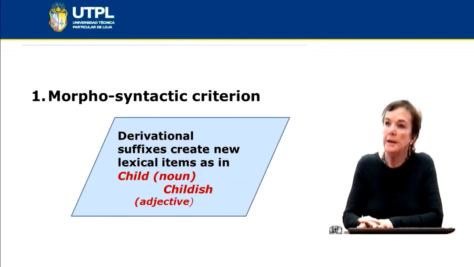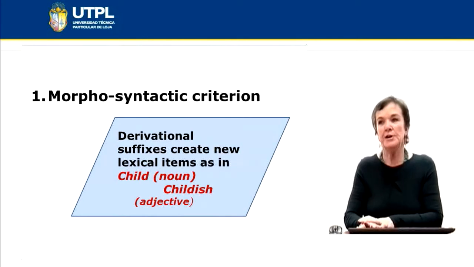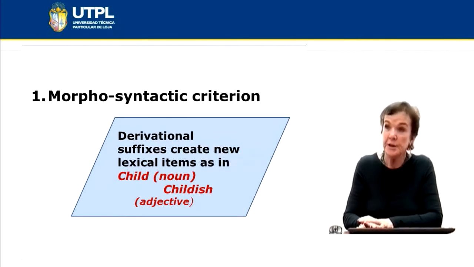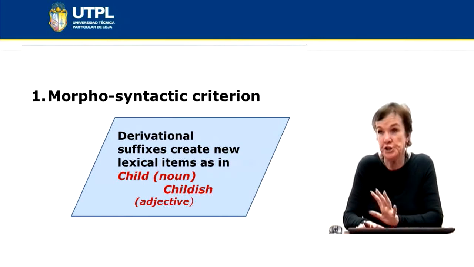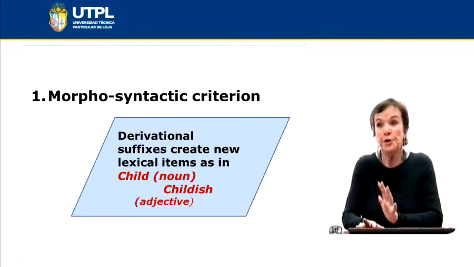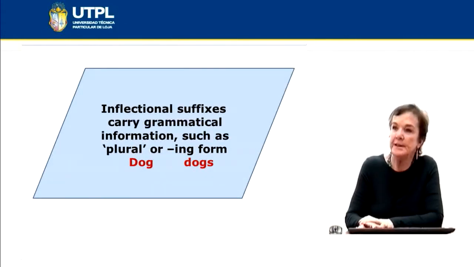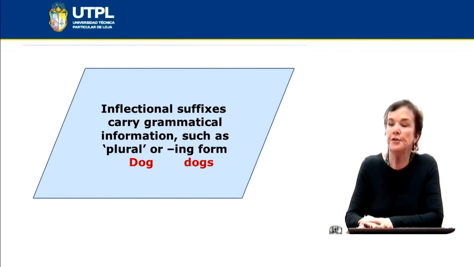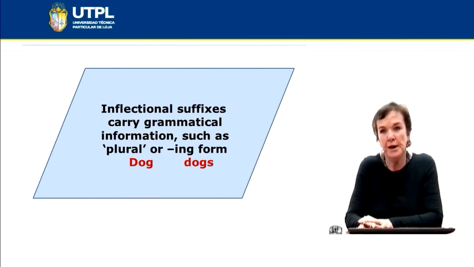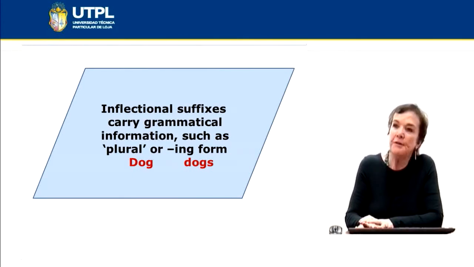To begin with, derivational suffixes create new lexical items, as in, for instance, child is a noun, but childish is an adjective. So we are changing the category of the word from noun to adjective. On the other hand, inflectional suffixes carry grammatical information. For example, the plural of nouns, dog, dogs. Also, the ing form, the participle form of verbs. For instance, work or working.